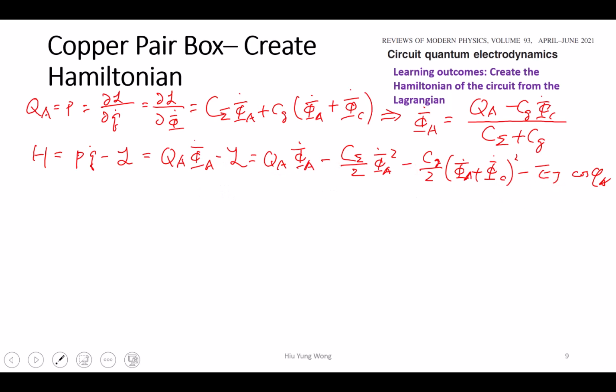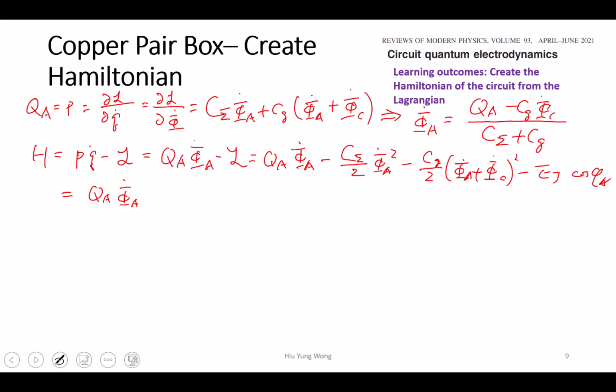I do this because I need to remove phi_A dot. So I want to group the phi_A dot first before I do this substitution. Just now I was too rushed. I tried to substitute this first, and then I realized that I need to substitute many more. Okay, so let me continue to simplify this problem. So what is it going to look like? Let me continue: Q_A phi_A dot.